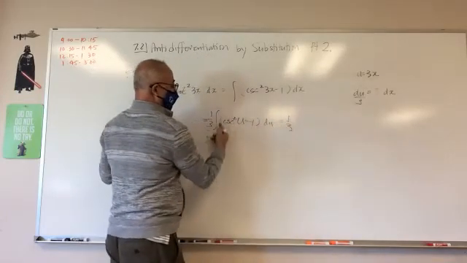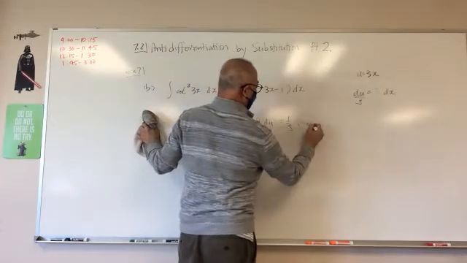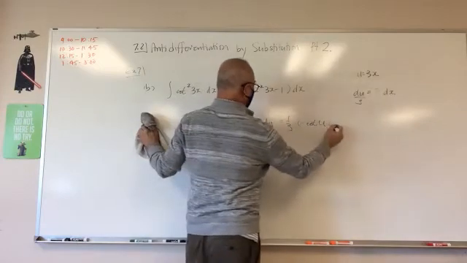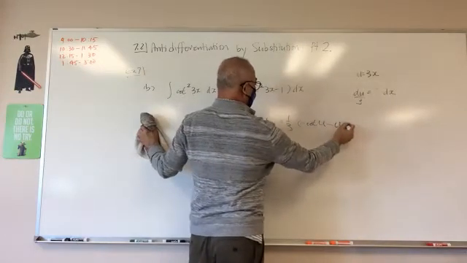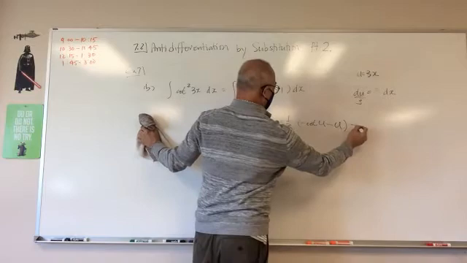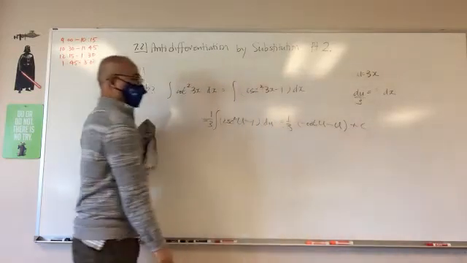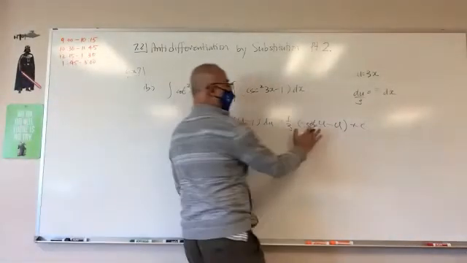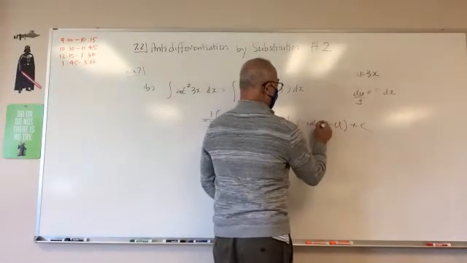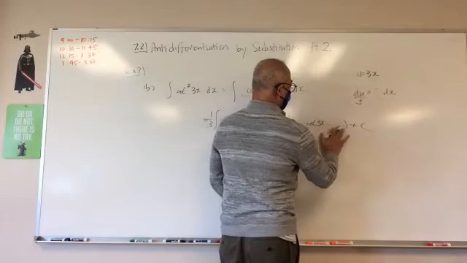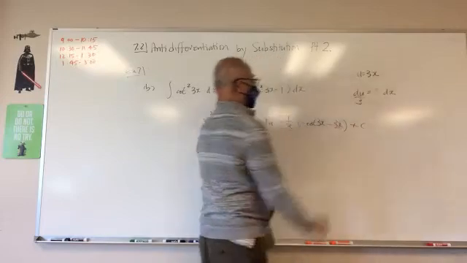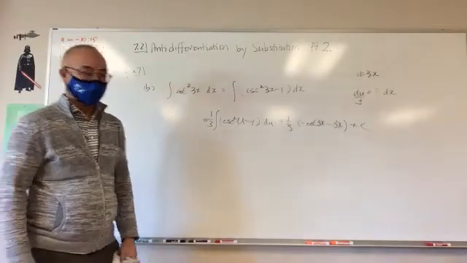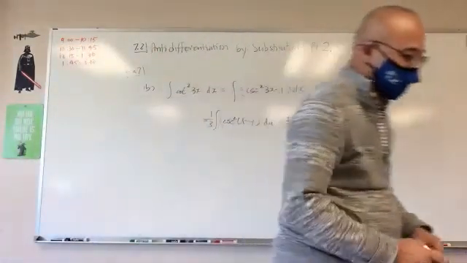1/3. This is going to be negative cotangent u minus u plus c. Right? But then I have to 3x. 3x. Okay. That's what that's going to look like.